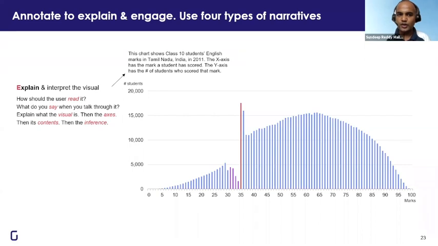Step one, you can explain and interpret the visual verbally. You can call out what this chart means. This is a chart of all the class 10 students who have taken an English exam in Tamil Nadu in the year of 2011. The x-axis is the total marks from 0 to 100, and the y-axis is the total number of students who scored those marks. So you're conveying and explaining things.